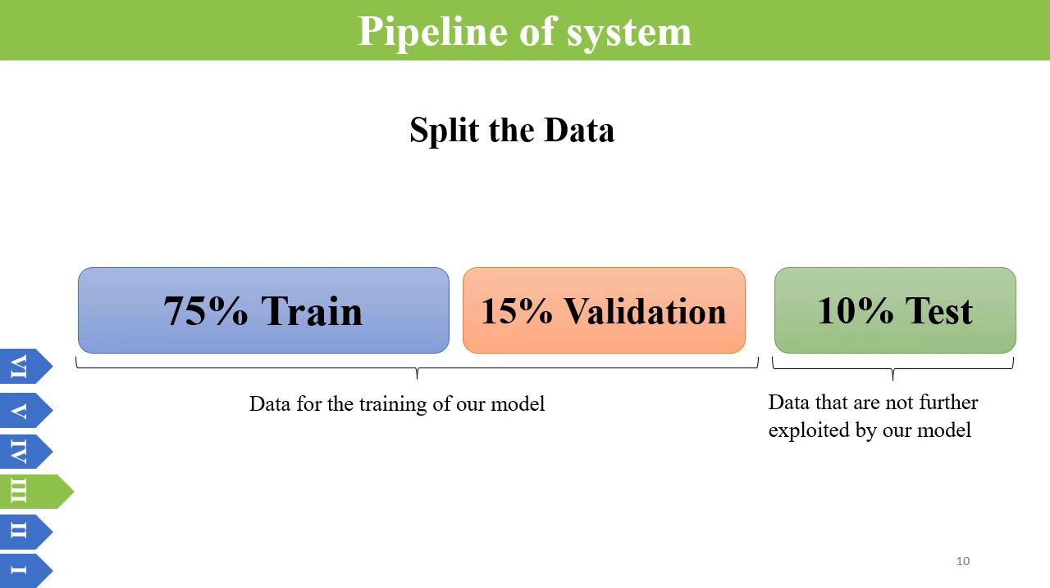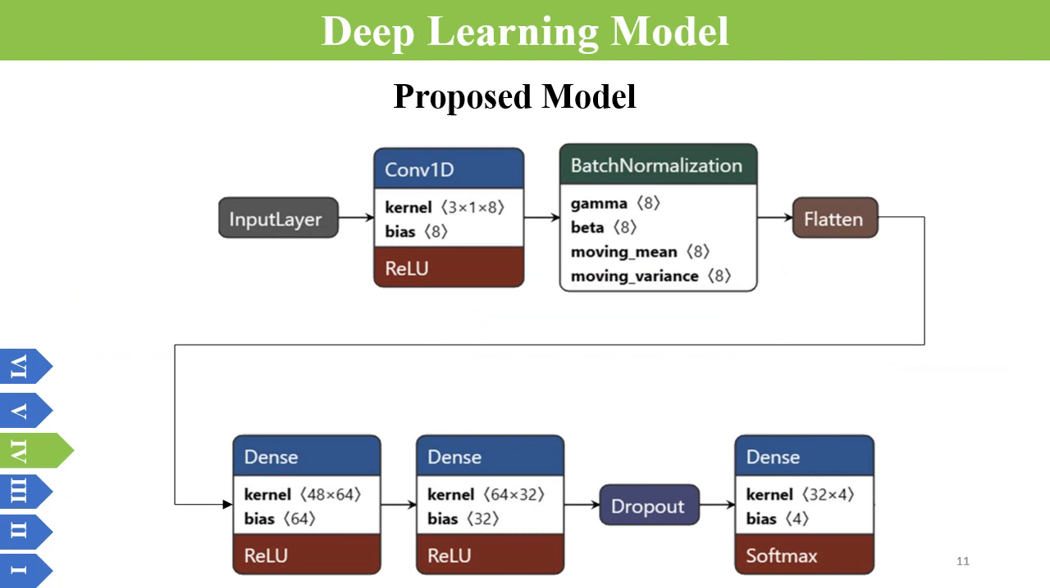Now for the data decomposition, or splitting the data: it will be split into 3 sets. The first set contains 75% for train and 15% for validation, and this data is prepared for training our model. The remaining 10% of the data will be for the final test phase. This 10% is not exploited by our model during the training phase.